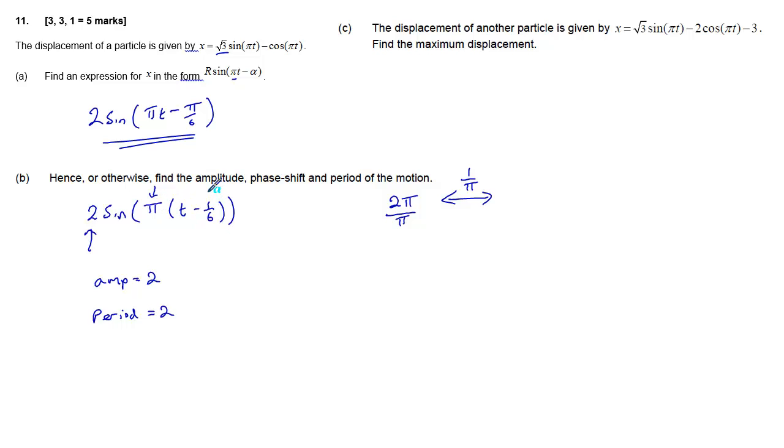Now the reason I took this out is the phase shift can be read directly, and the phase shift is going to be 1/6 of a radian, and it's going to be, because of the negative here, to the right.